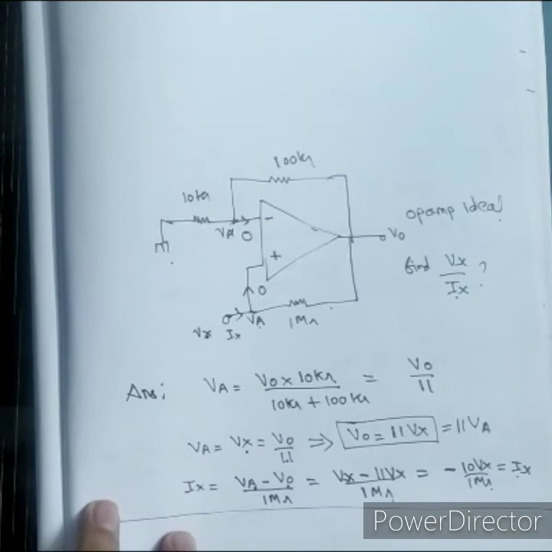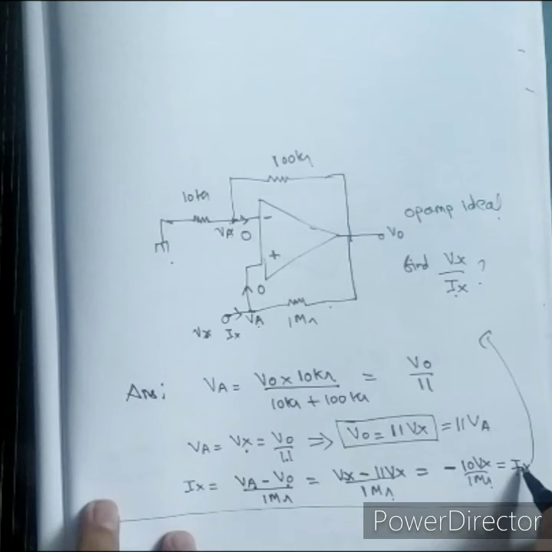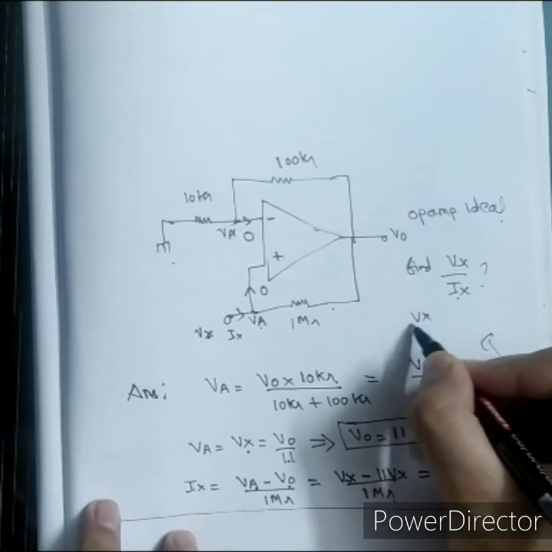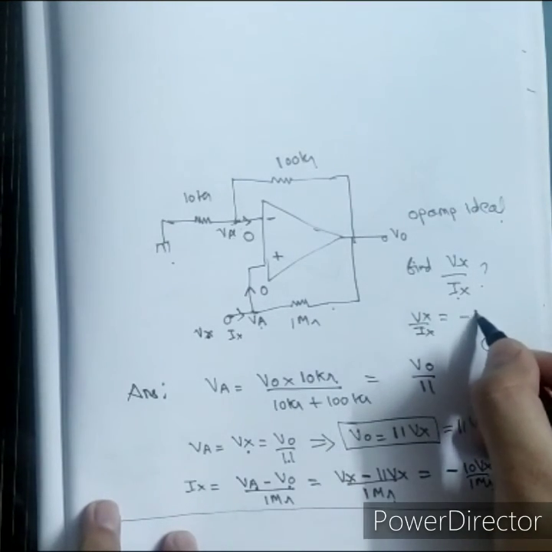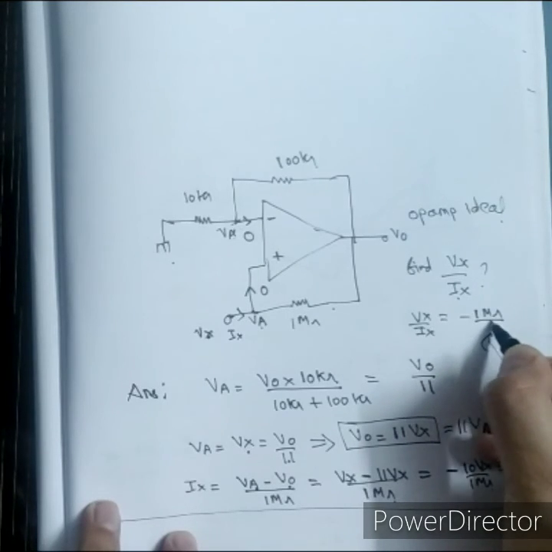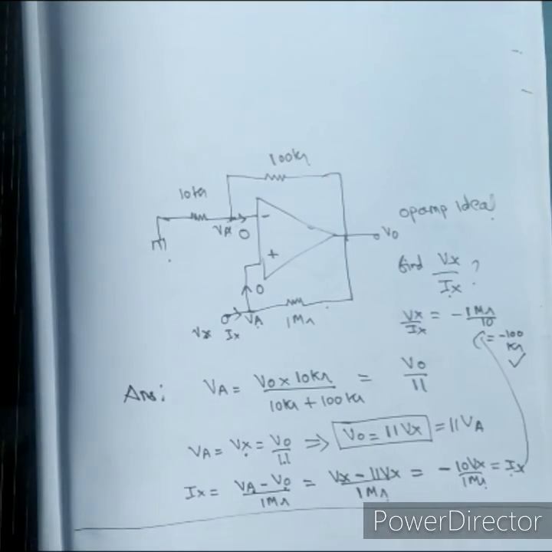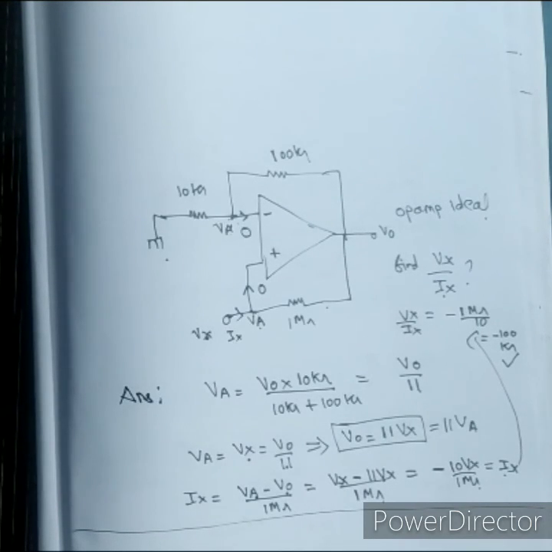Right? From here I will take Ix here, and I will take 1 mega ohm there, so Vx by Ix becomes minus 1 mega ohm divided by 10, which is equal to minus 100 kilo ohm. This is the correct answer. This is one of the GATE questions which came for the electrical paper.